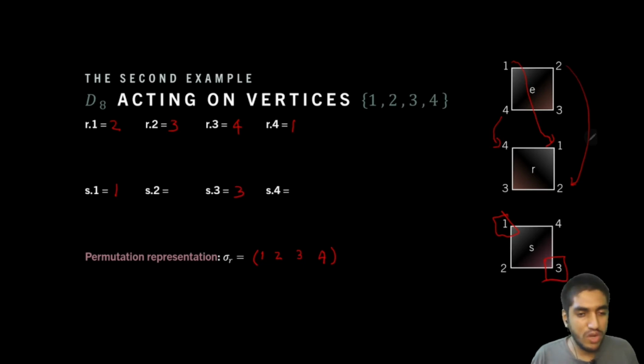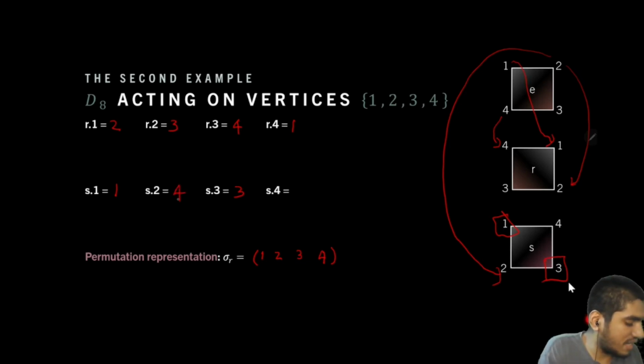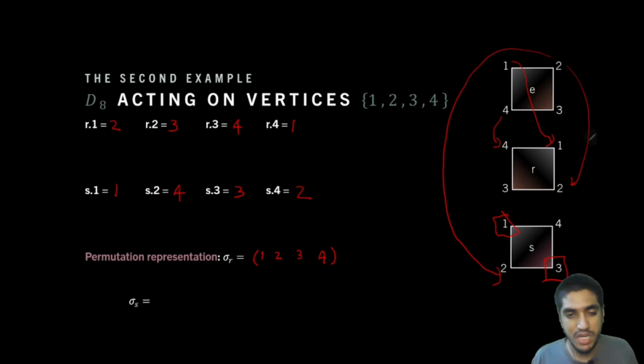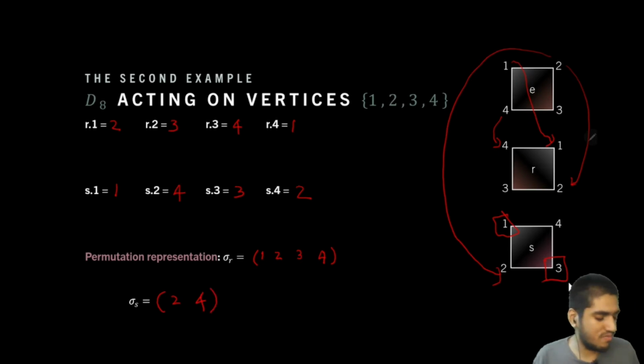What about 2 and 4? S dot 2, 2 moves from its original position to the position of 4. Therefore, S dot 2 is equal to 4 and S dot 4 is equal to 2. How do we write it as a permutation? Simple. 1 is fixed, good. 2 goes to 4, 3 is fixed, then 4 goes to 2, therefore we can close it here.